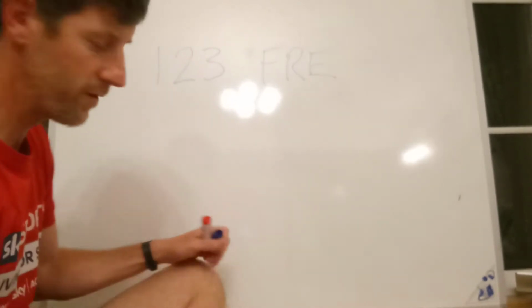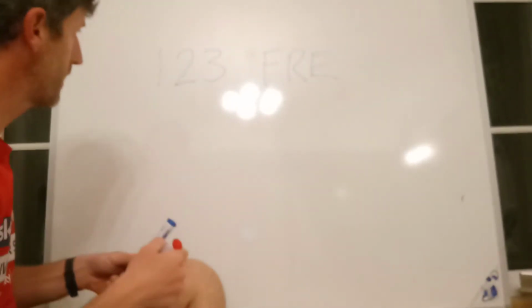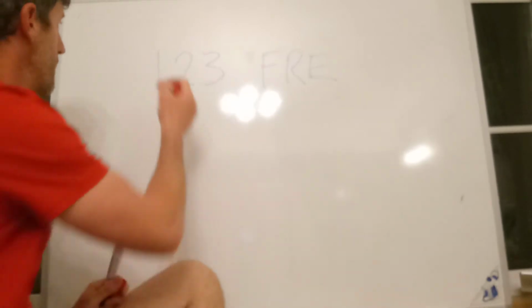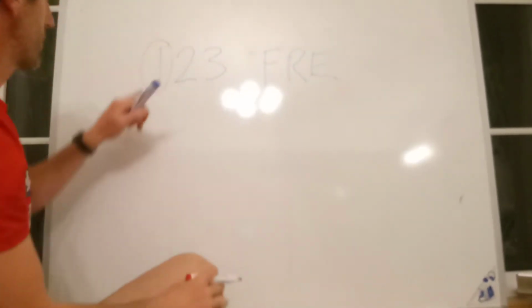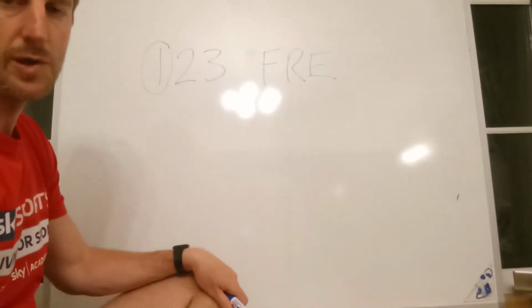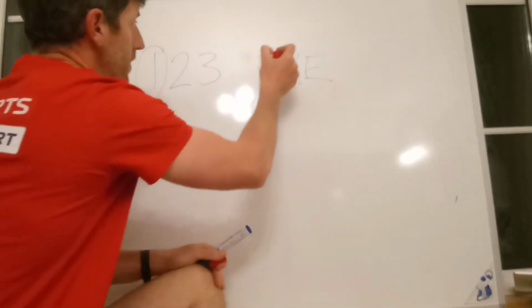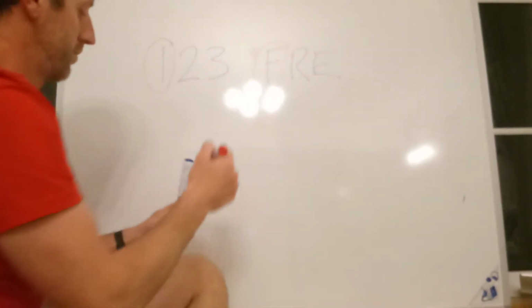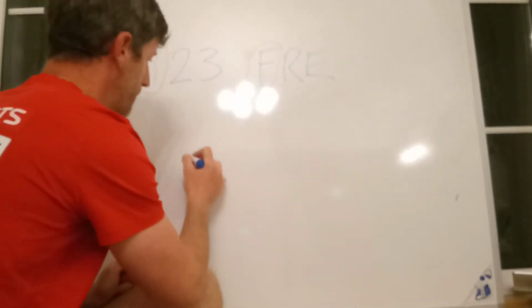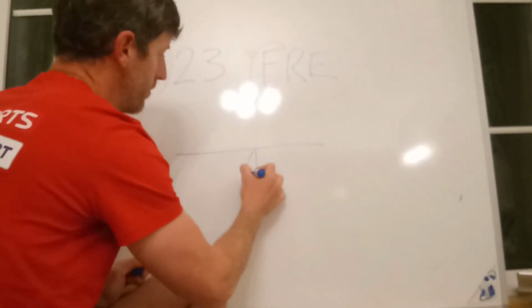Right, 1, 2, 3, F, R, E. Now, I'm going to teach you how to use this memory tool. So, if we have a look at a class 1 lever system, the fulcrum is in the middle. Okay? So, that'll be what we've just seen. The fulcrum is in the middle.